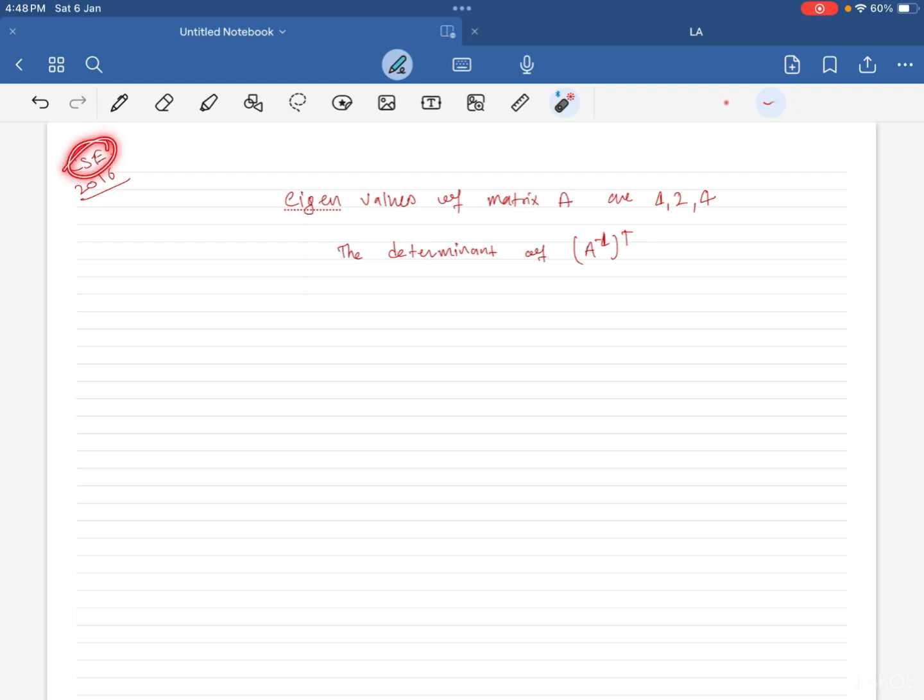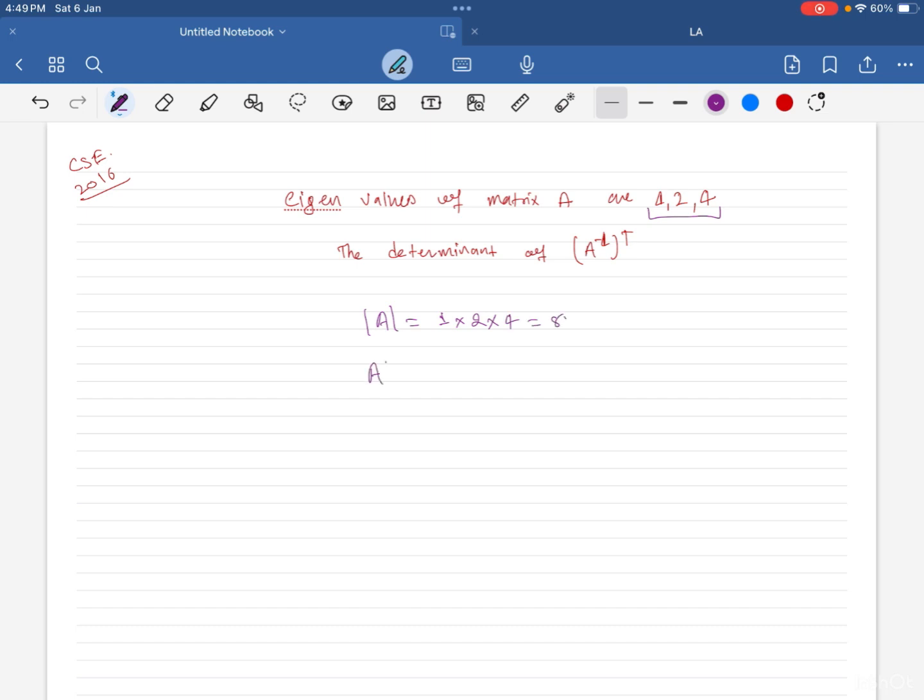This question is from Computer Science 2016, and the eigenvalues of matrix A are given as 1, 2, and 4. We have to find the determinant of A inverse transpose. So this is an easy question. What would be the determinant of A? That will be the product of the eigenvalues, that is 1 into 2 into 4, that is 8, right?